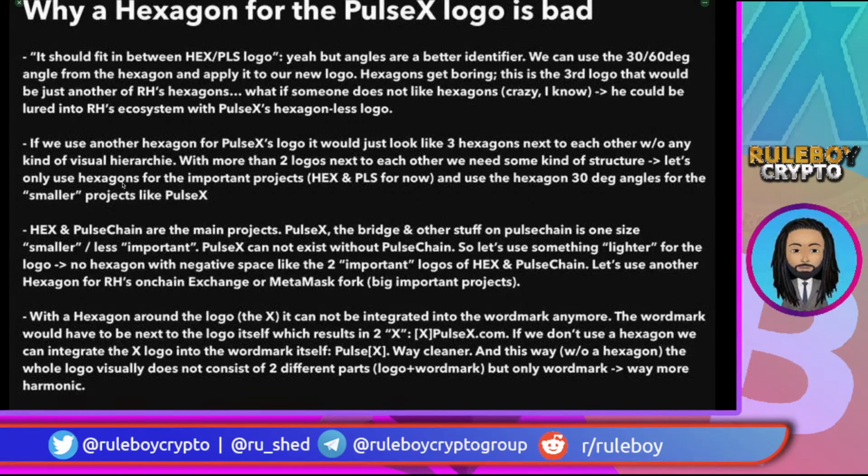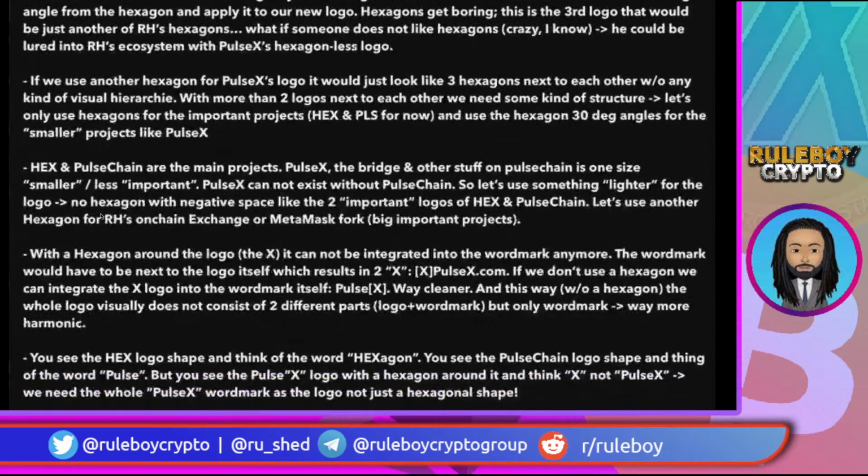Number two, he said, if we use another hexagon for the PulseX logo, some kind of structure, let's reserve the important projects and use the hexagon 30 angles for the smaller project like PulseX. What he's trying to say is that there are already two projects with hexagons, so adding one more project, PulseX, as a hexagon will not really make sense. So why not mix it up with something different from the hexagon? That's another nice thought.